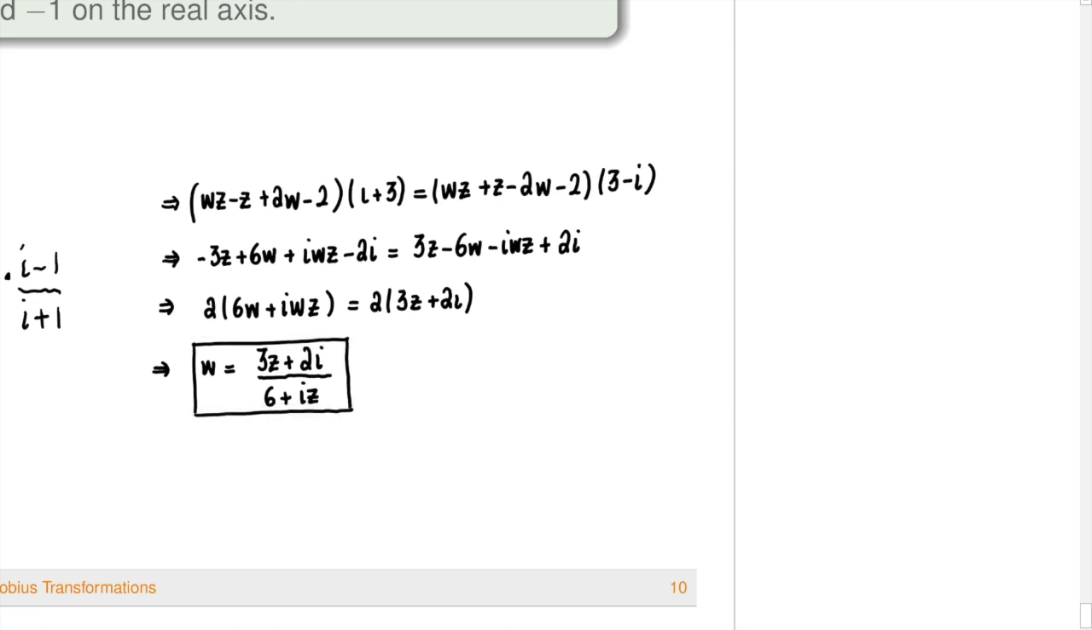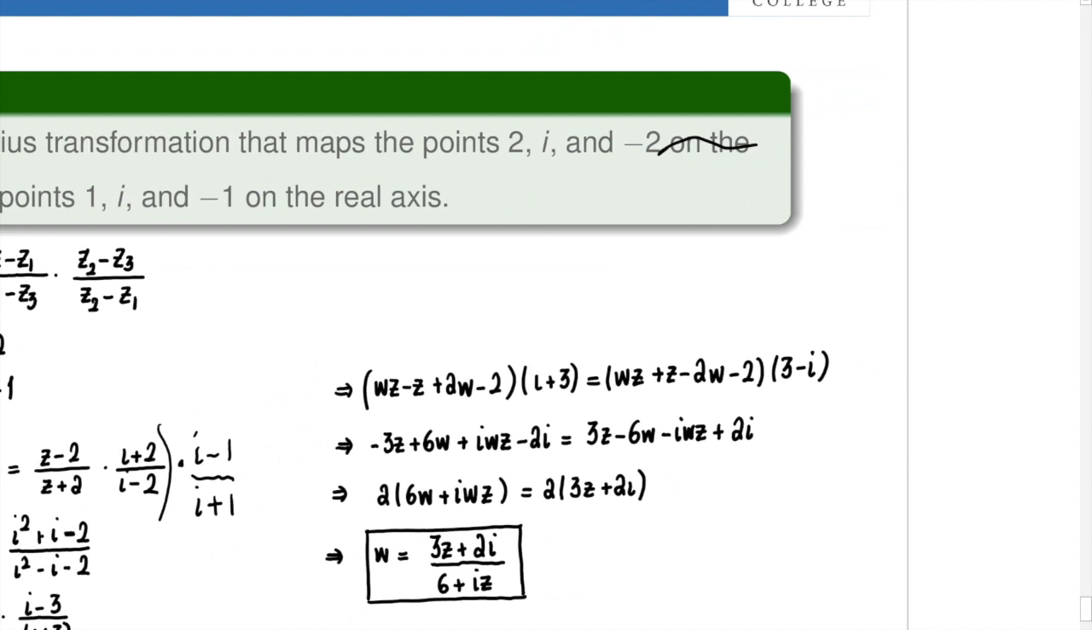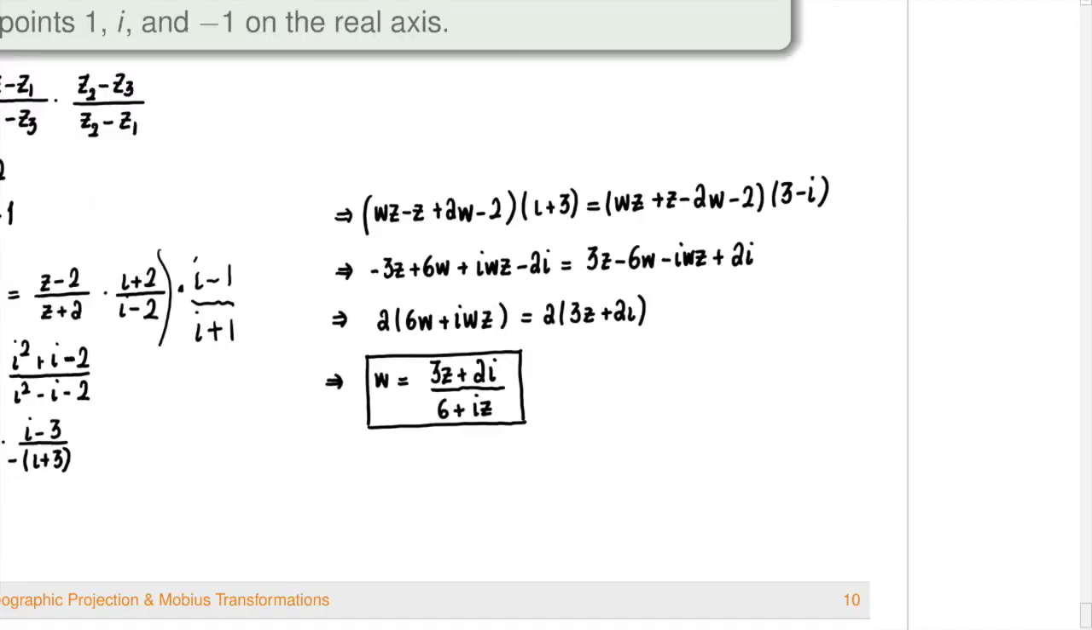So this is the Mobius transformation, a unique one that maps 2, i, and -2 onto 1, i, and -1. Again, what I would suggest is pausing this video and working through it on your own to make sure you get to this answer here.